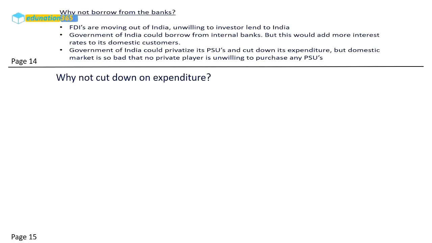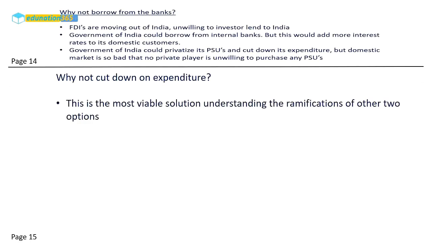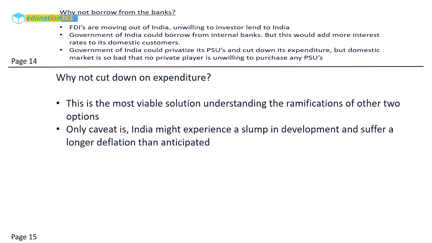Finally, why not cut down on expenditure? Definitely yes, this is the most viable solution considering the ramifications of the other two options. But the only caveat here is the Government of India might experience a slump in development activities and have to suffer a longer deflation period. So that being said, with the US pumping 2 trillion into the economy, so do other European countries. When the pandemic ends, what is going to happen, especially to India?